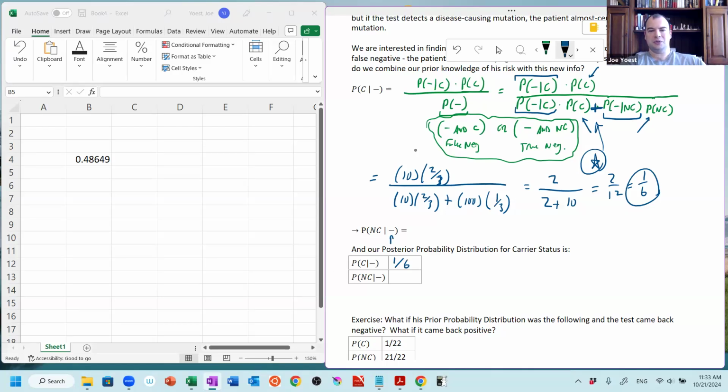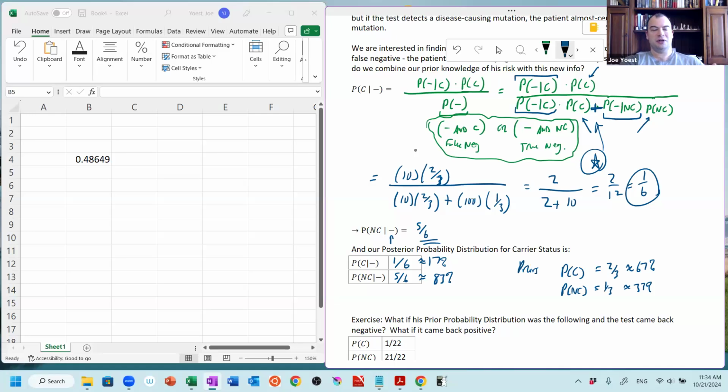And then, of course, given the test was negative, I'm either still a carrier or not a carrier. Probability of being a non-carrier given the test was negative is 5/6, the complementary event. 1 minus 1/6 gives me 5/6, right? My priors, probability of carrier and probability of non-carrier, were 2/3 and 1/3, or about 67% and about 33%, versus about 17% and about 83%.